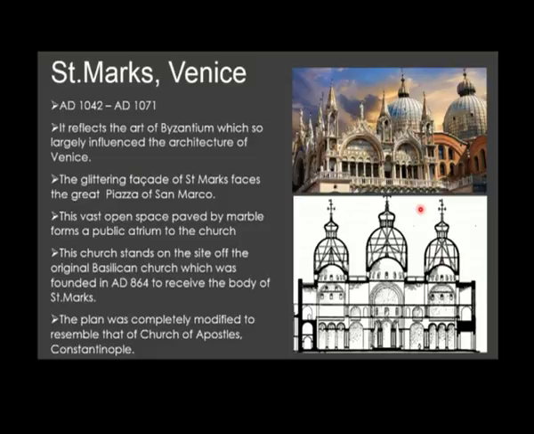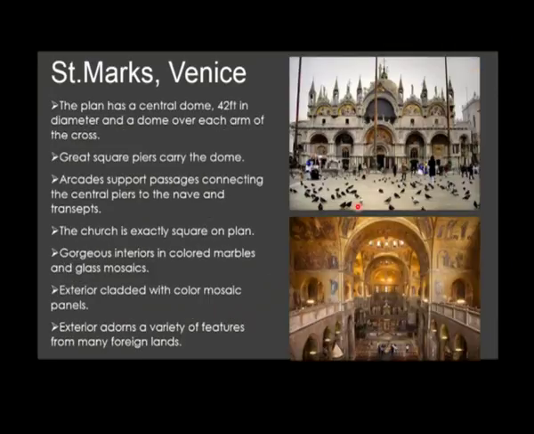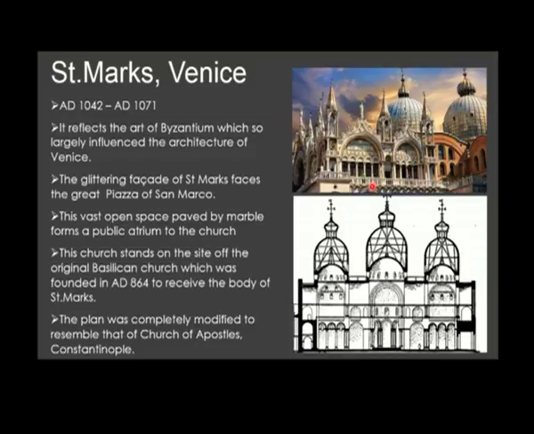So, if you see, the facade of St. Mark's is very different from the facade of other Byzantine churches that you will see. It has a very glittering facade, very exquisitely carved, and it's way different from the simple and plain facades of the other Byzantine churches. In front of St. Mark's, you have a vast open space made of marble, which becomes like the public atrium to the church, and the church faces the Piazza of St. Marco. The Piazza of St. Marco is very important because it is the most important marketplace of Venice.